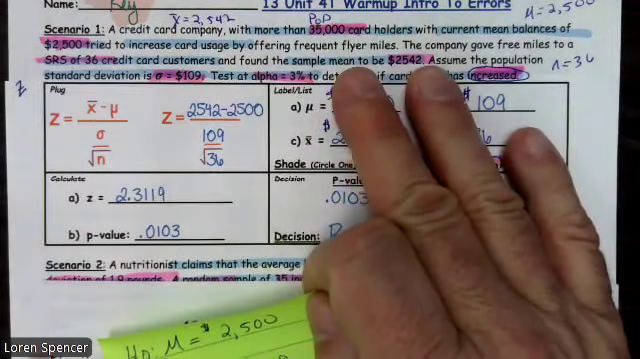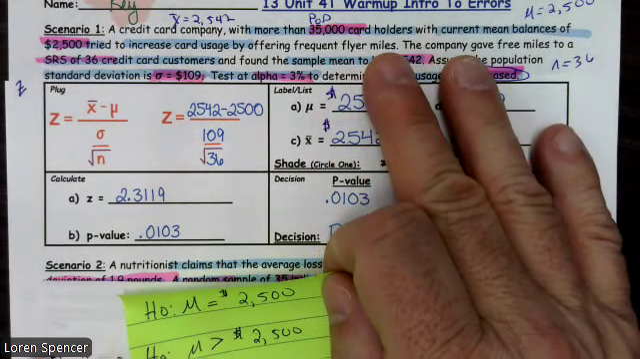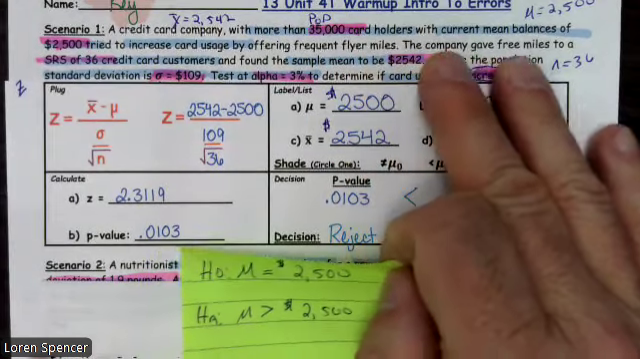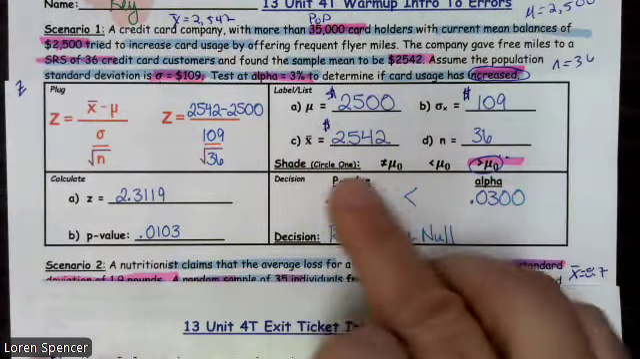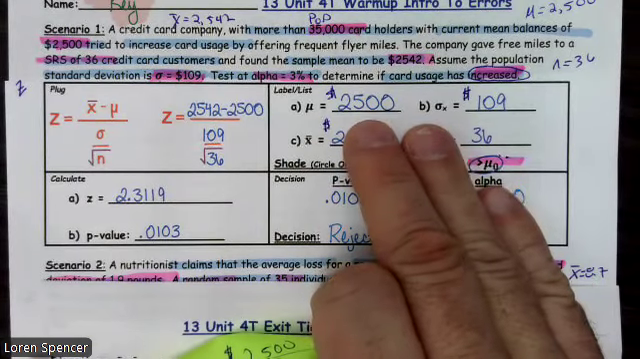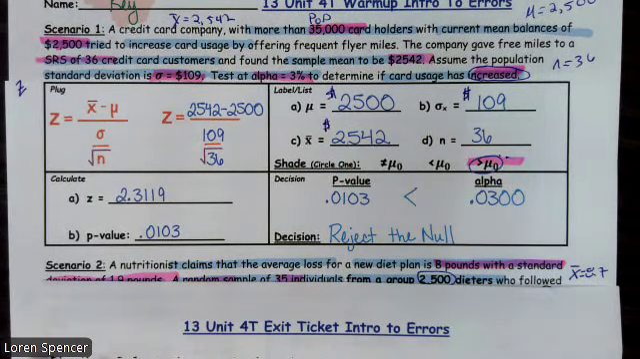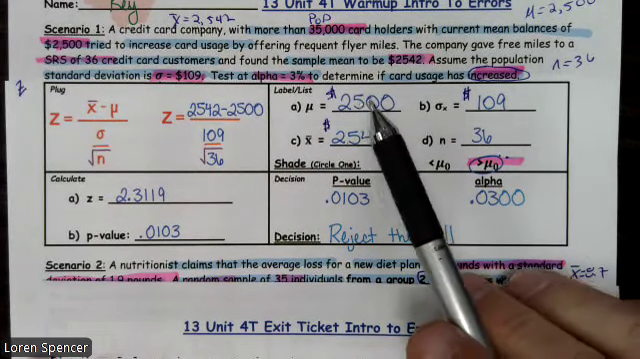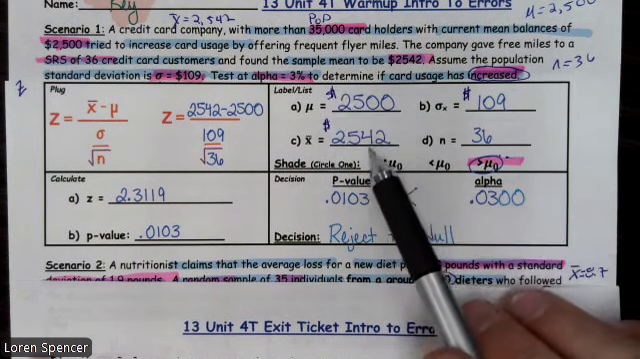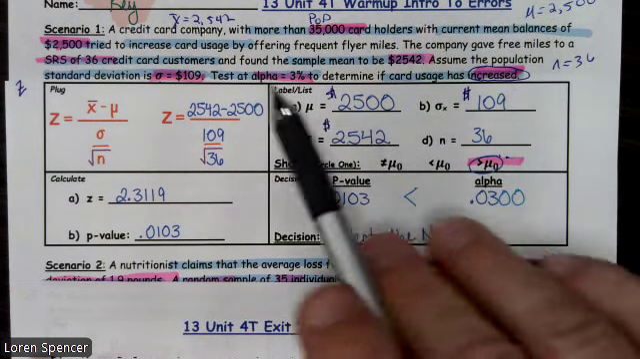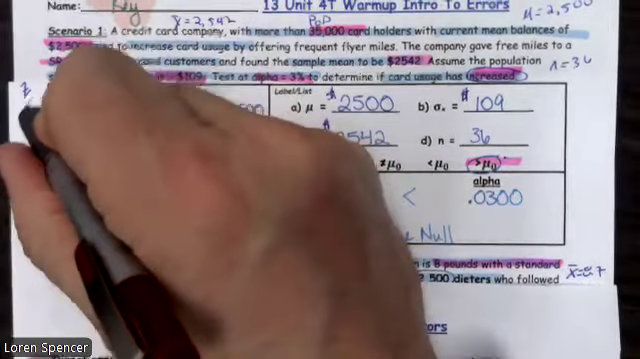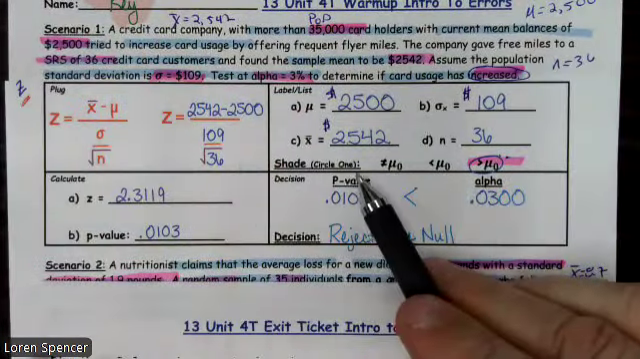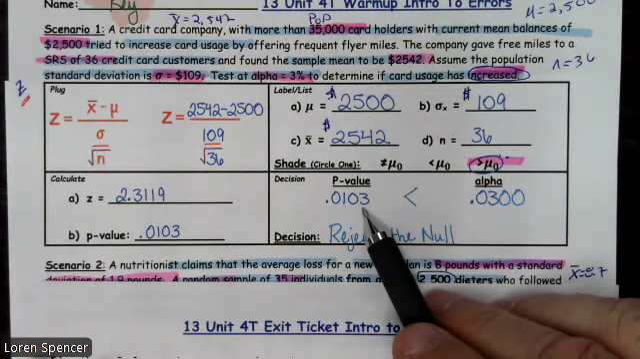So in this case, we had a credit card company with more than 35,000 card holders. That's our population, with a current mean balance of $2,500. So there's our population mean of 2,500. The company gave free miles to a simple random sample of 36. There's our sample size. And found the sample mean to be 2542. Assume the population standard deviation is 109. Because it's the population standard deviation, this makes it a z-test. So we ran a z-test and we calculated this p-value.